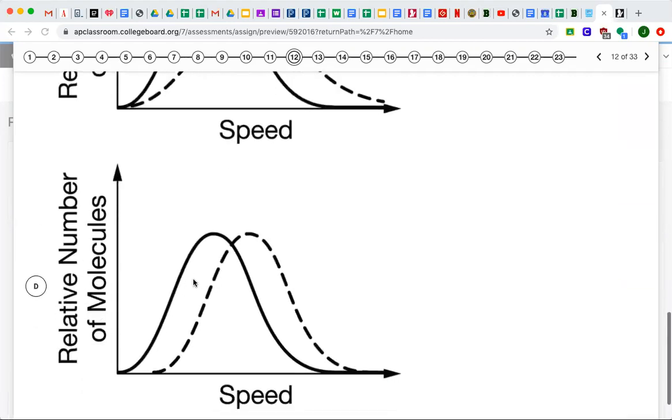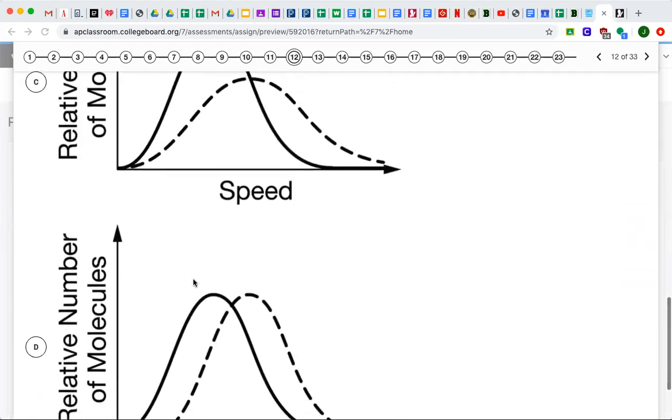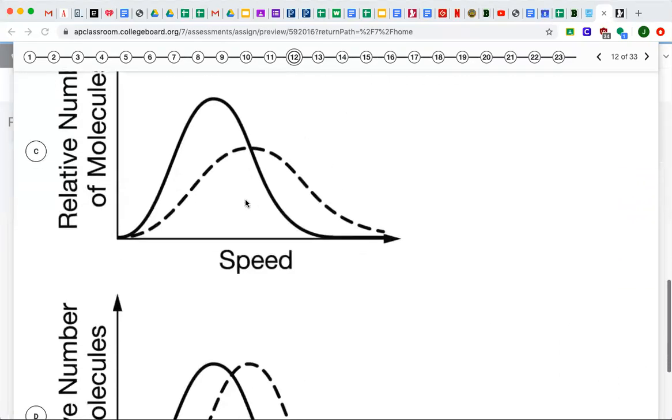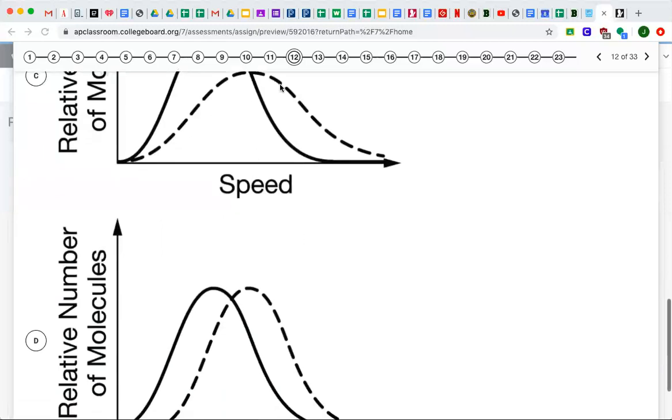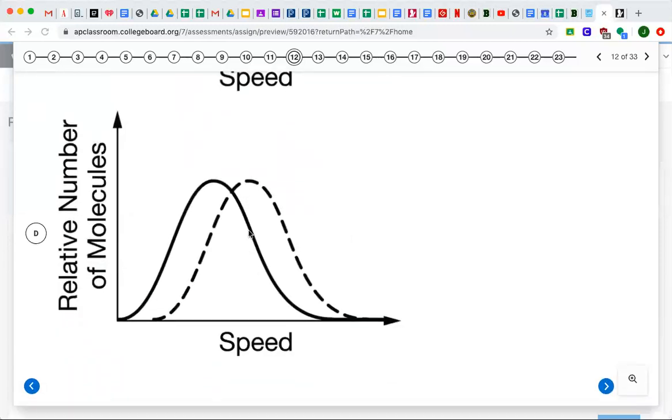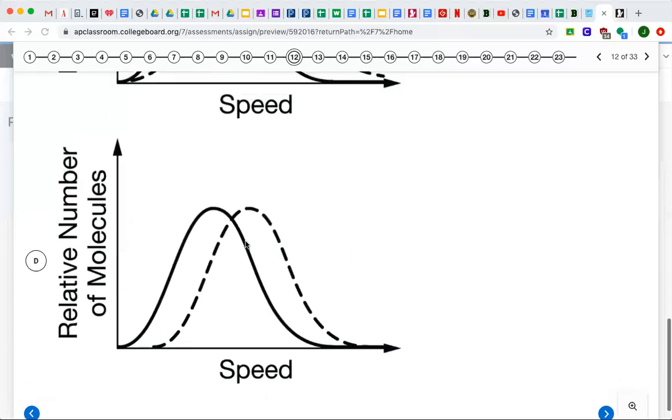What do you think, Tiffany? D or C, right? They're both kind of faster, right? So if you look at C, the peak for C is to the right of the original peak, right? So that indicates faster molecules. And then here you've got a faster peak here than over here, right? So then you've got to choose between D and C.